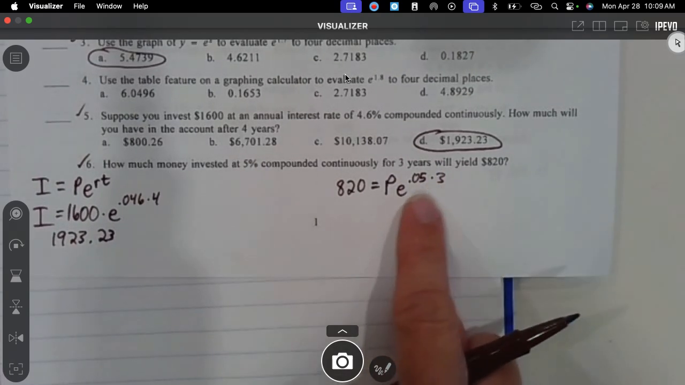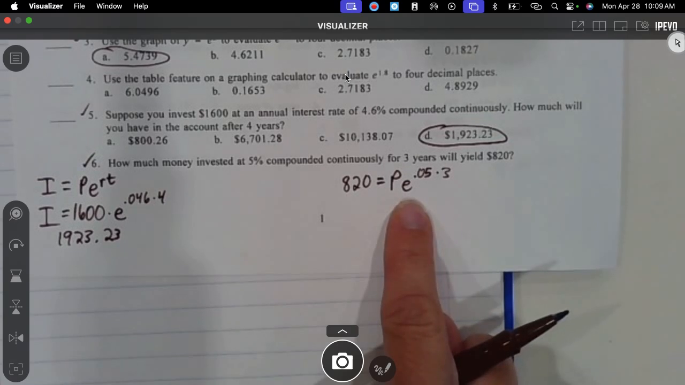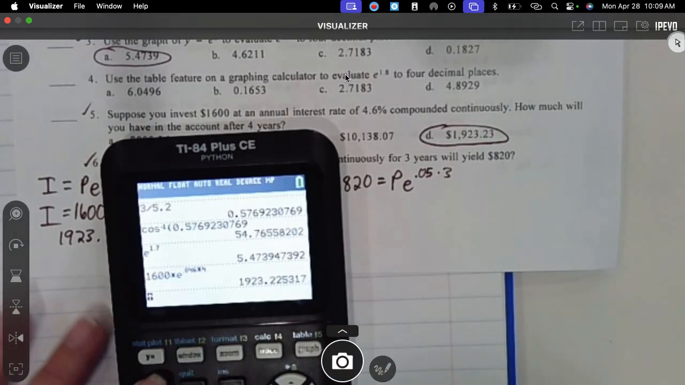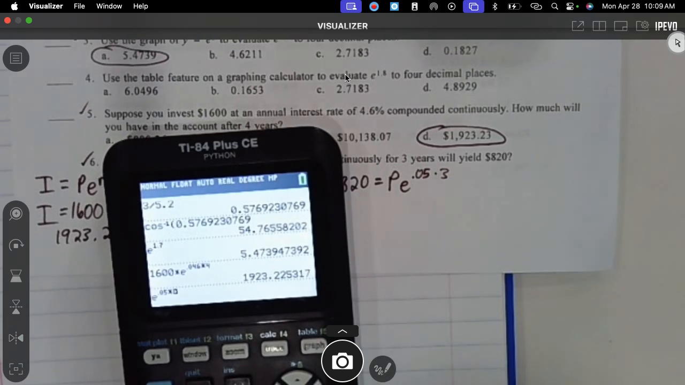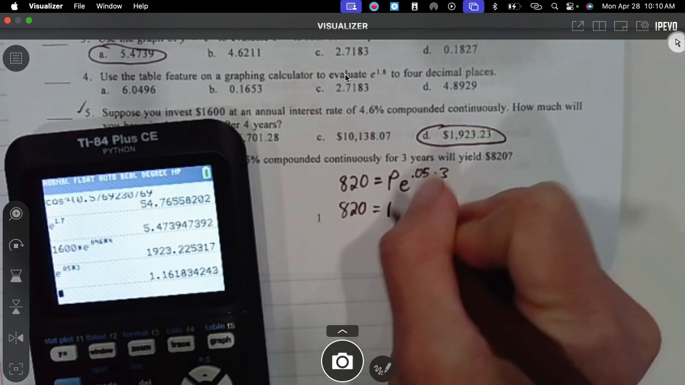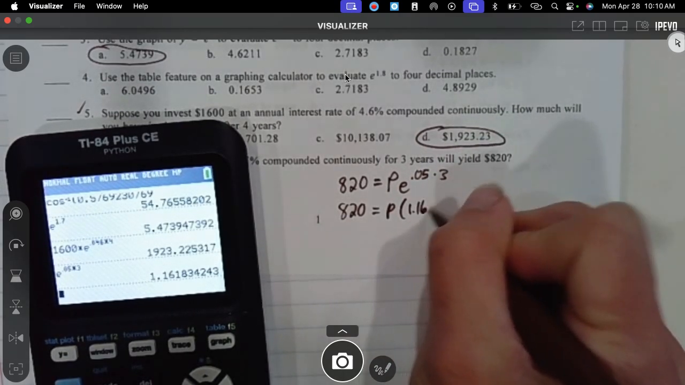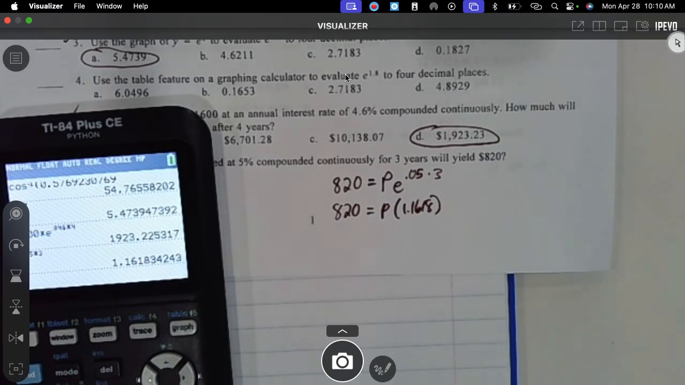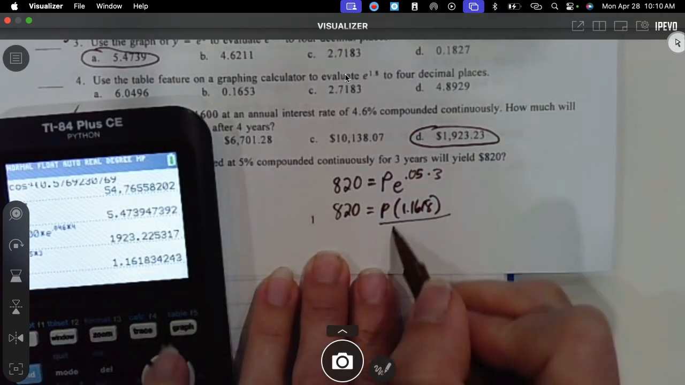So let me just figure out what this little number is. E to the 0.05 times 3. I can figure that out. So I have 820 equals P times 1.1618. How do you solve for P? You divide. You just divide by that number.